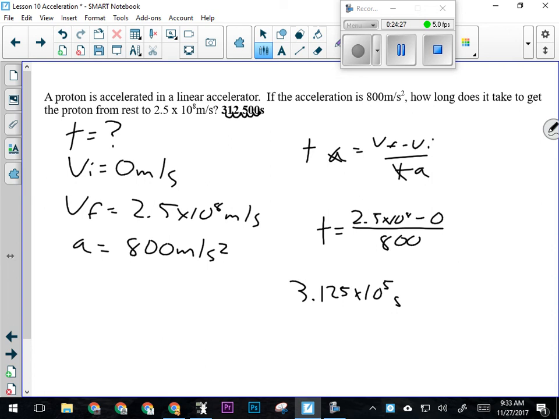If I want to put something in scientific notation, I move the decimal until the number is between 1 and 9.9. And then I just count how many spots I moved the decimal. That's the exponent I put on the 10.